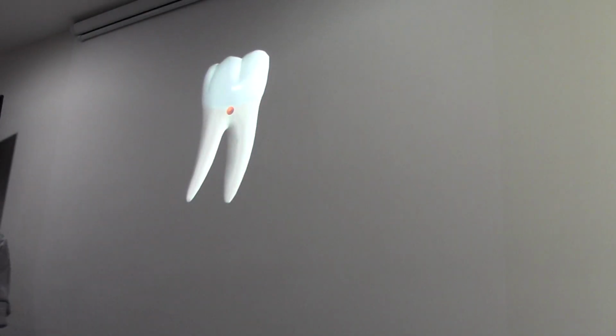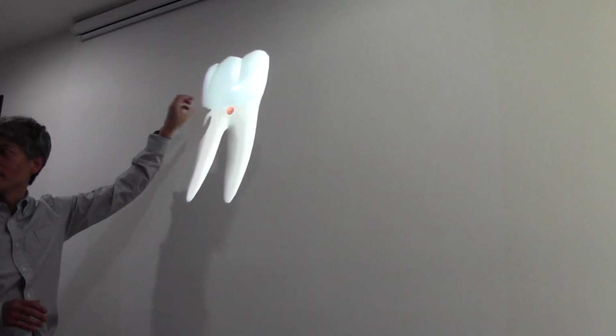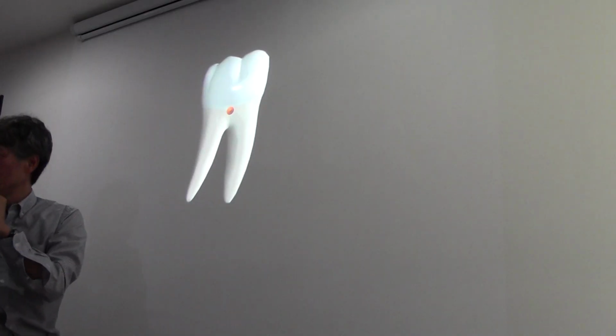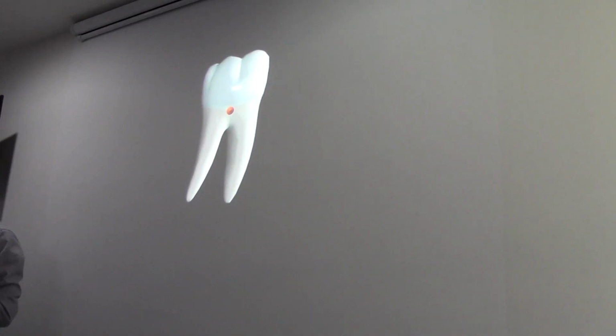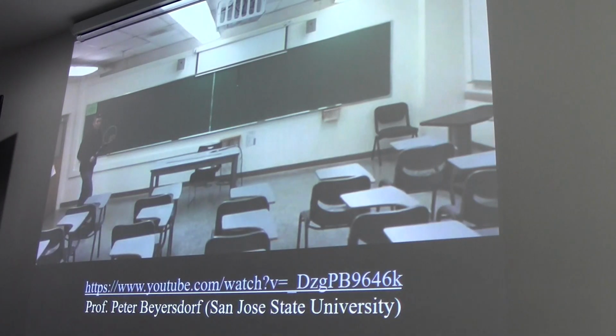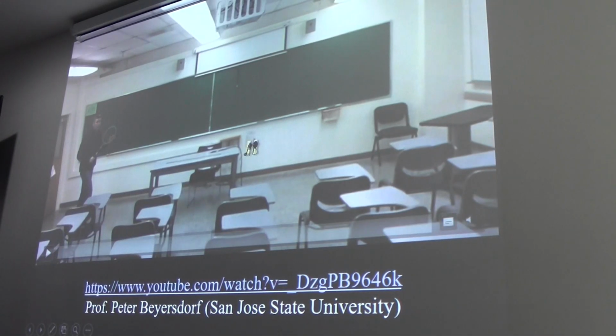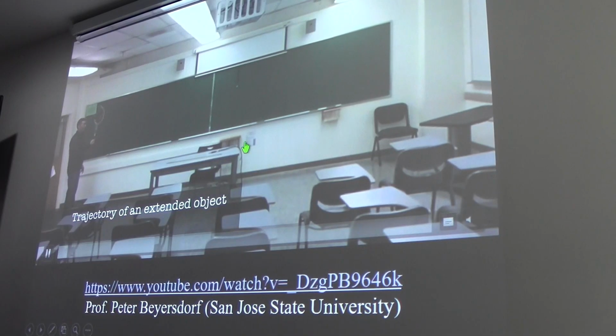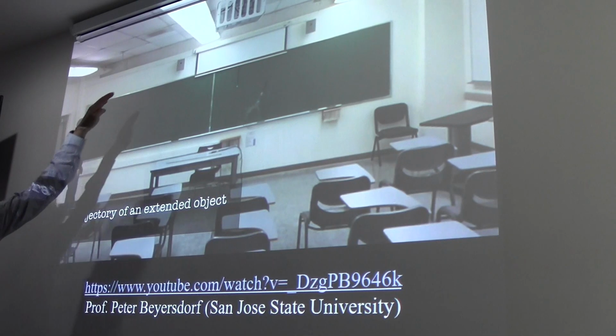There is a point where all the mass is concentrated in a single point. It's called the center of mass. Here is a tennis racket. Throw it. It gives you a projectile motion.